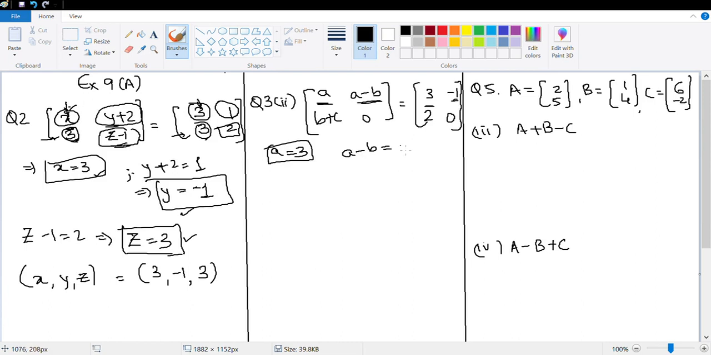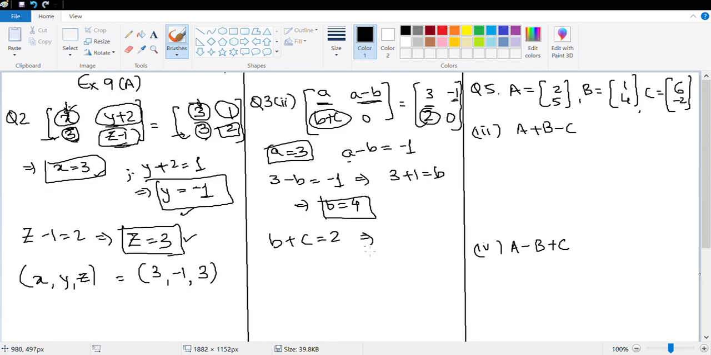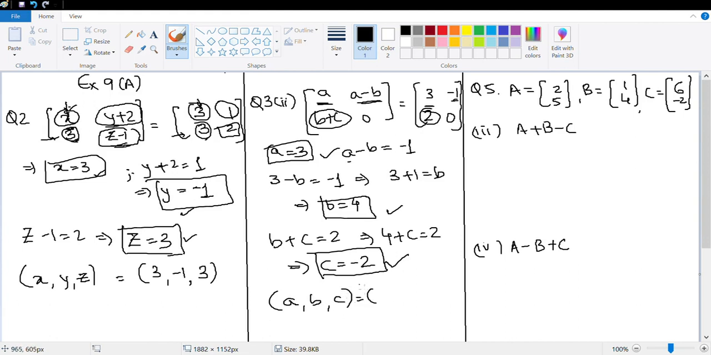Next is a minus b is equal to -1. We know a is equal to 3. So 3 minus b is equal to -1, which means 3 plus 1 is equal to b, which means b is equal to 4. Done. And let's look at the c. So b plus c is equal to 2, which means 4 plus c is equal to 2, which means c is equal to -2. Done. Ideally, I should highlight my answer so that it's easier for the question checker to correct it. You can also write your answer in the set form at the end. a, b, c is 3, 4 and -2.